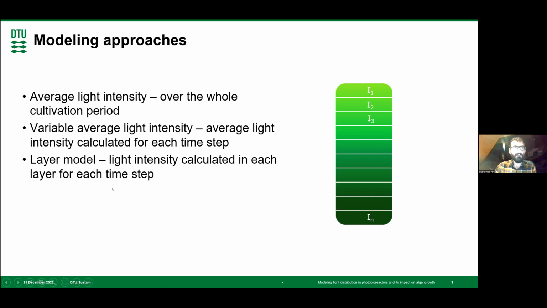And then the last model is a little bit more complex. So it's not so widespread, I would say. But what this model aims to do is take your photobioreactor, as in this figure, and discretize it in several layers. And then it estimates what is the average light intensity in each of these layers as a function of the biomass concentration that you have in the reactor and how the light is being attenuated. So the growth rates that you experience in each of the layers are going to be different.